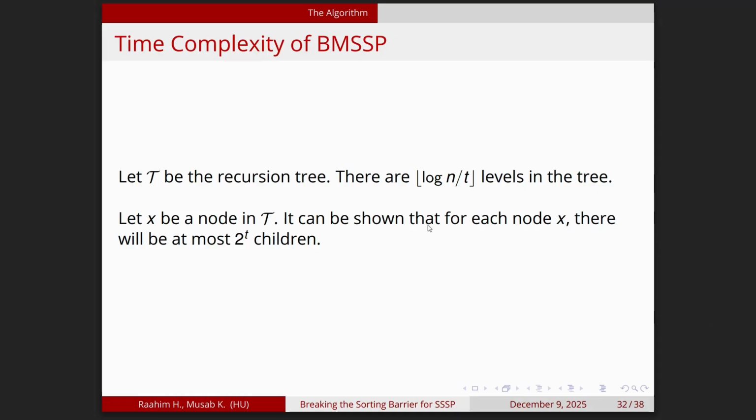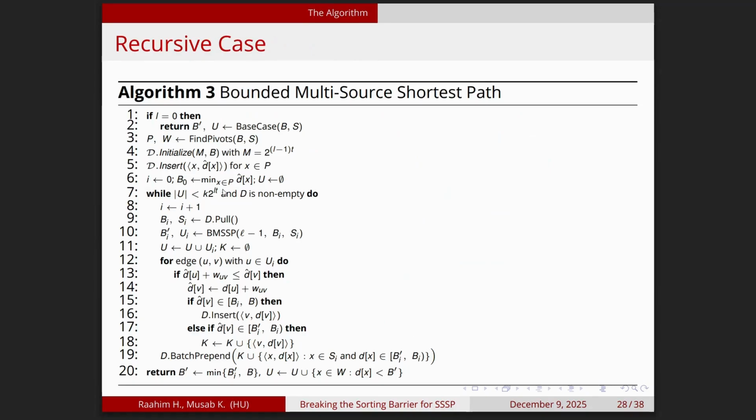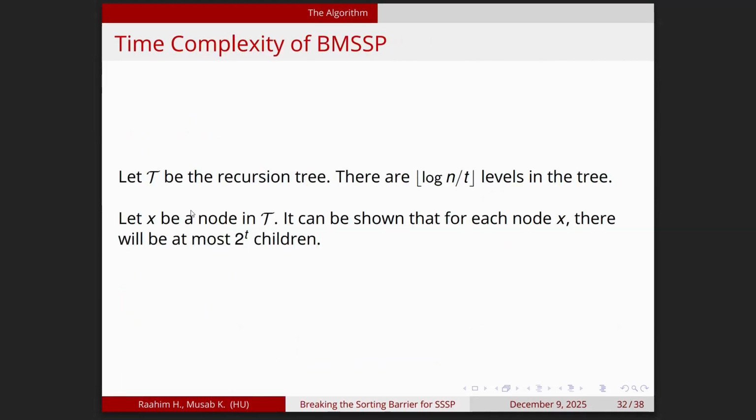It can be shown that for each node x, there will be at most 2 raised to t children, and it follows from the fact that the upper bound on u is k times 2 raised to lt, and the upper bound on ui is k times 2 raised to (l minus 1)t. So there can be at most 2 raised to t recursive calls.